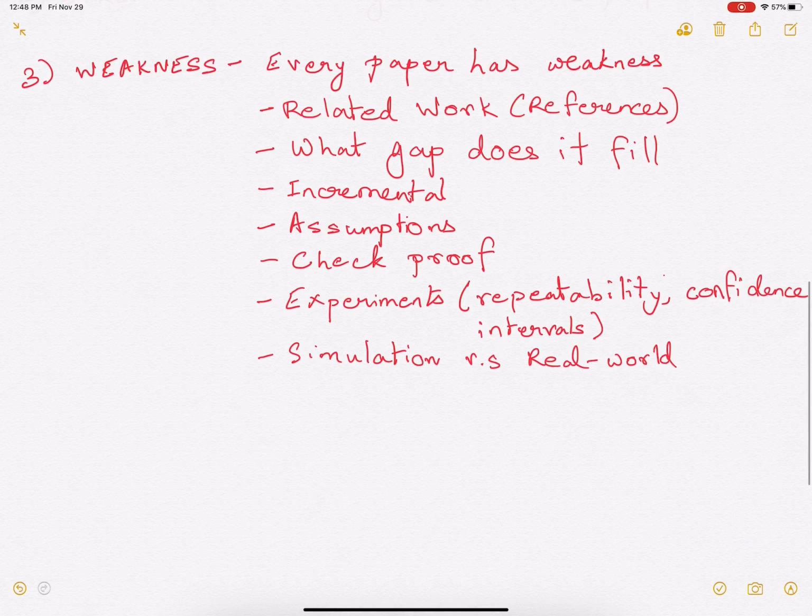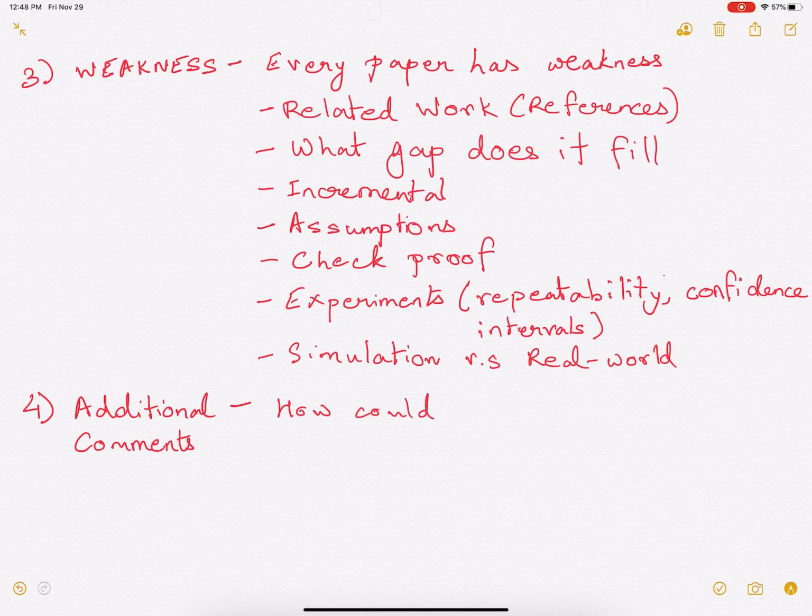Now, after you've done this, the last section is very important, which is additional comments. Once you have identified the weaknesses in the paper, you should give additional comments. How could the paper be improved? The author submitted the paper hoping to get good feedback on their work. So you should spend that time giving the authors some feedback on what additional experiments they could run, how they could maybe strengthen their models. So these are examples.